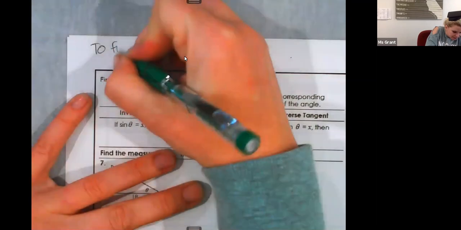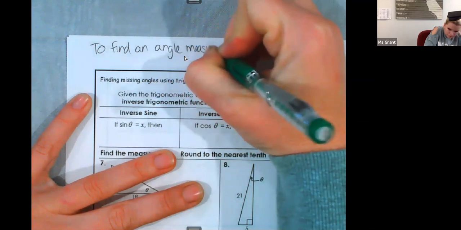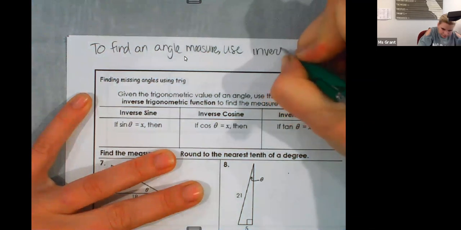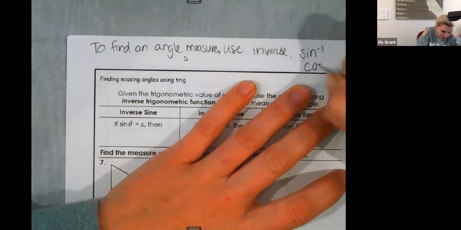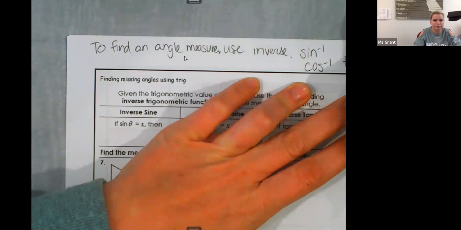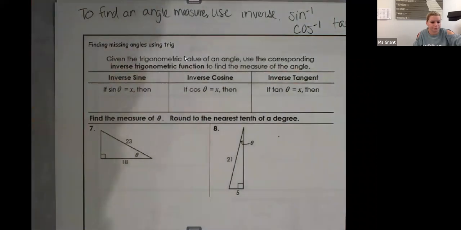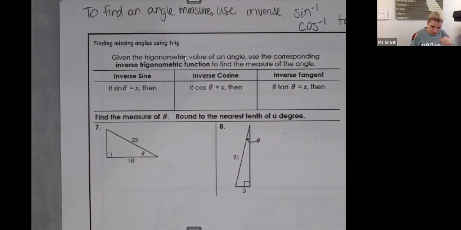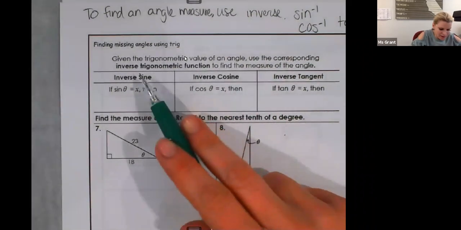To find an angle measure, use the inverse. That's sine of negative 1, or cosine of negative 1, or tangent of negative 1. Find the missing angles using trig. Here we go. Given the trig value of an angle, use the corresponding inverse trig function.